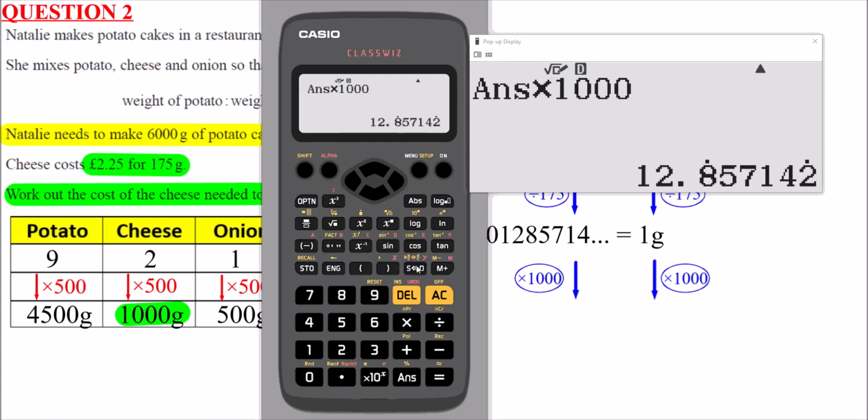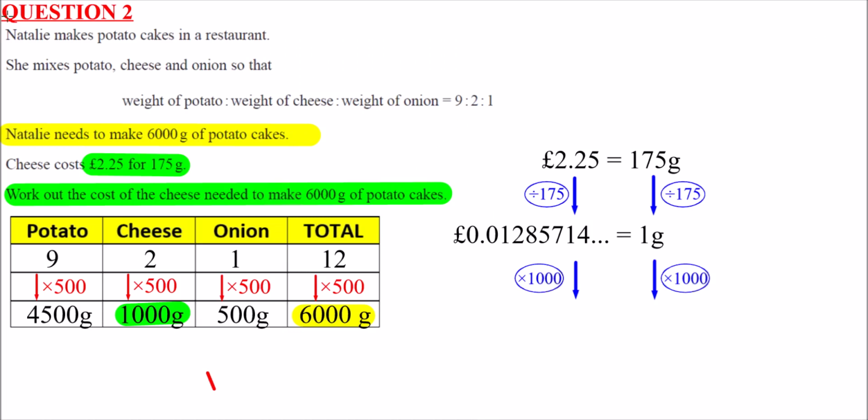Press S to D, and we get £12.85, but that 5 is next to a 7, so it actually rounds up to 6. So to the nearest penny, £12.86 is the cost of cheese needed for her potato cakes. That's the answer, therefore, we've put down.